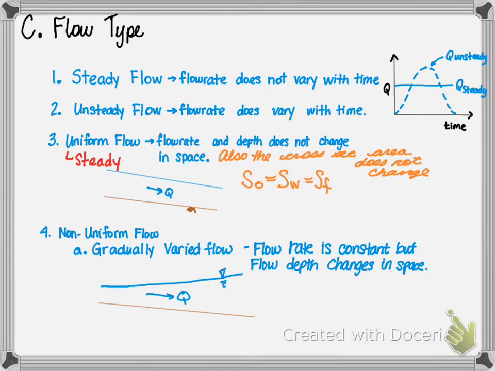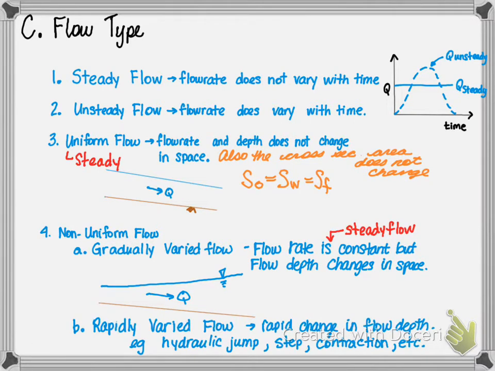The final category is non-uniform flow. It's broken into two categories, the first being gradually varied flow. The flow is steady, but the depth changes in space. While in rapidly varied flow, the flow depth changes abruptly. Examples include hydraulic jumps, steps, and contractions, to name a few. The flow in these cases is also steady. Now that you have an overall understanding of open channel hydraulics, we will further learn the different ways to calculate.